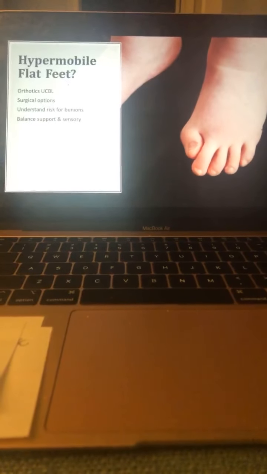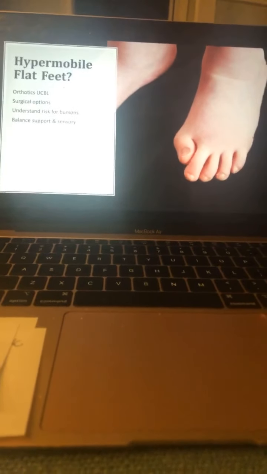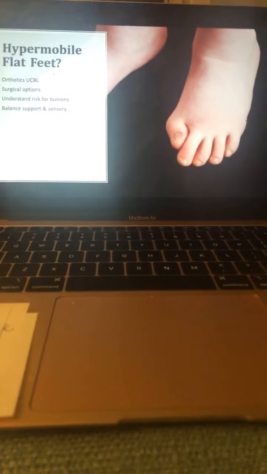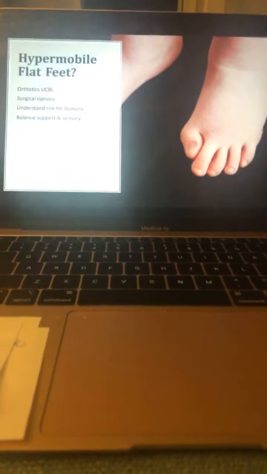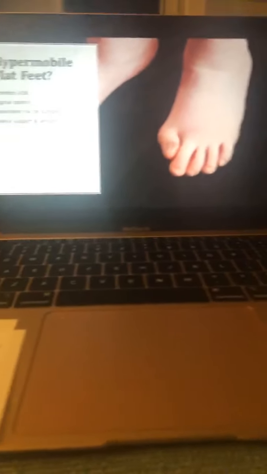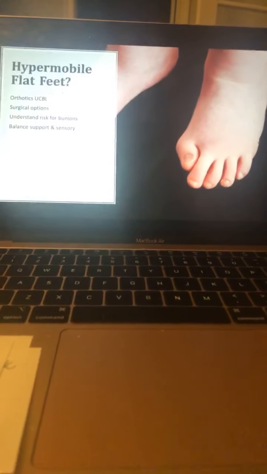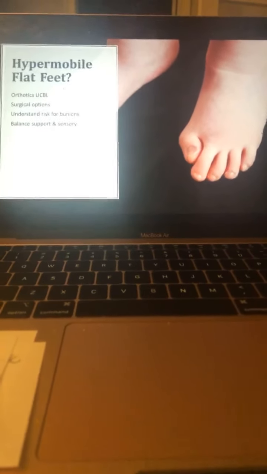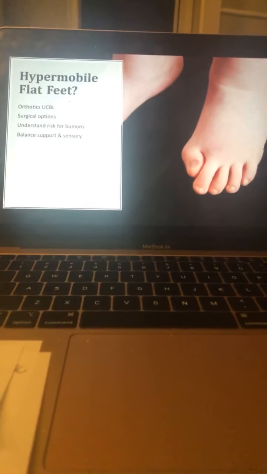Other thing that you will see in children that have hypermobile flat feet is bunions. So juvenile bunions. If you see a bunion in a baby, although not literally in a baby, but in a young child, juvenile hallux valgus or juvenile bunions is always in conjunction with hypermobile flat feet. What do you do for these children?